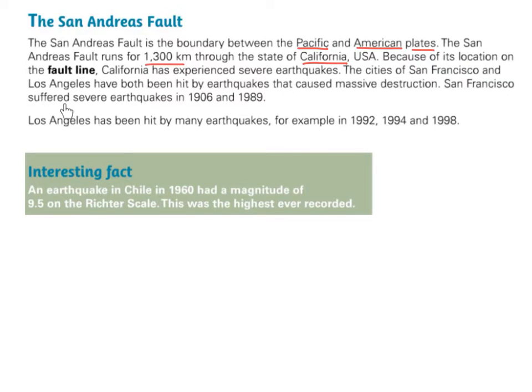San Francisco suffered severe earthquakes in 1906 and 1989. Los Angeles has been hit by many earthquakes, for example, 92, 94, and 98. An earthquake in Chile in 1960 had a magnitude of 9.5 on the Richter scale. This was the highest ever recorded.